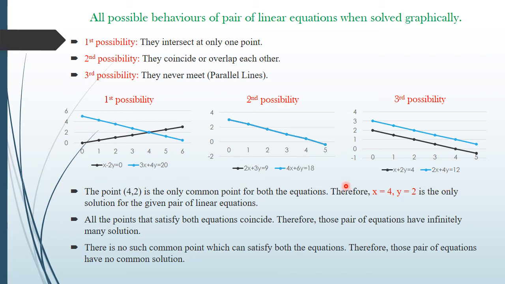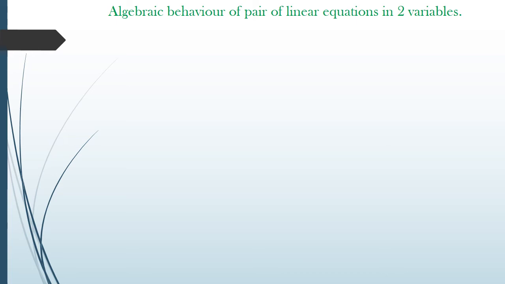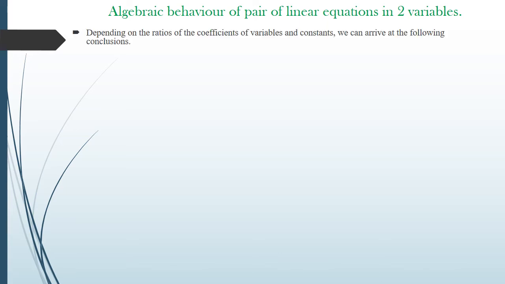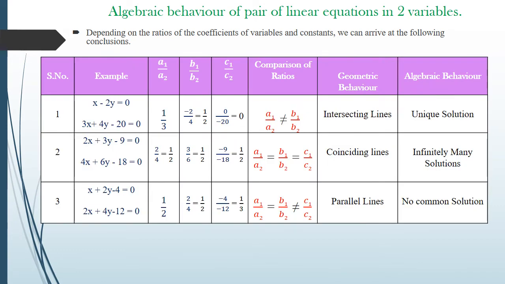Now let us understand how these pair of linear equations behave algebraically and what are the different conclusions that we can draw algebraically when we consider such pair of linear equations. Every time we need not plot the graph of pair of linear equations in order to understand geometrical and algebraic behavior of those pair of equations. But depending on the ratios of coefficient of variables and constants, we can arrive at the following conclusions. Let us see what are those conclusions.